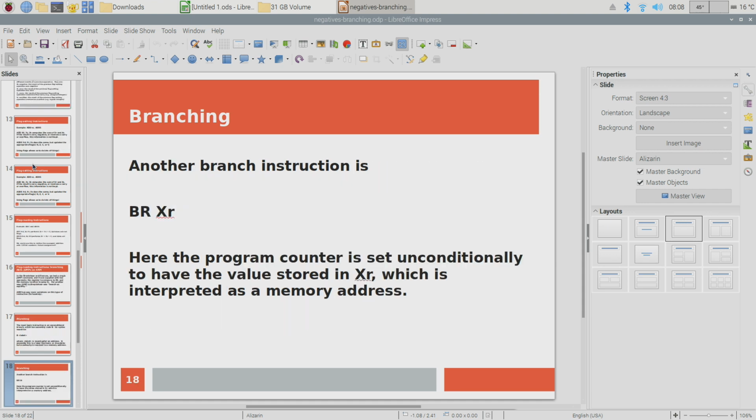Okay. You can branch to the address that's contained in a register. You have to know what the memory address is in advance to do that, or be able to compute it somehow. And that, of course, would also be unconditional, meaning that it doesn't matter what's in register XR. You're going to set the program counter to its value, and then hopefully there's valid instructions at that address. If not, then the program will crash.